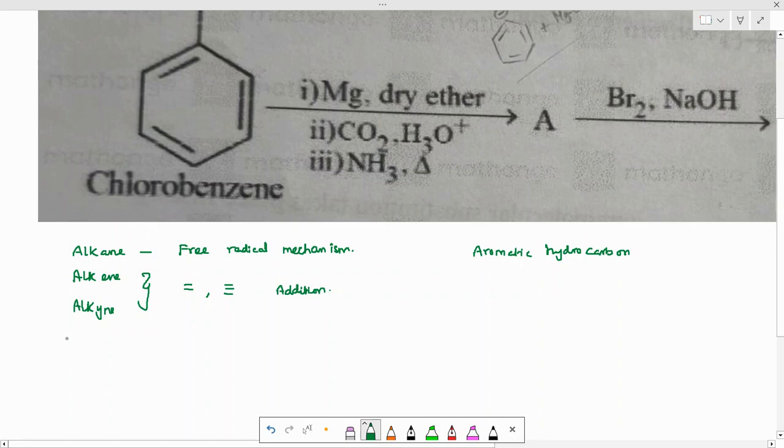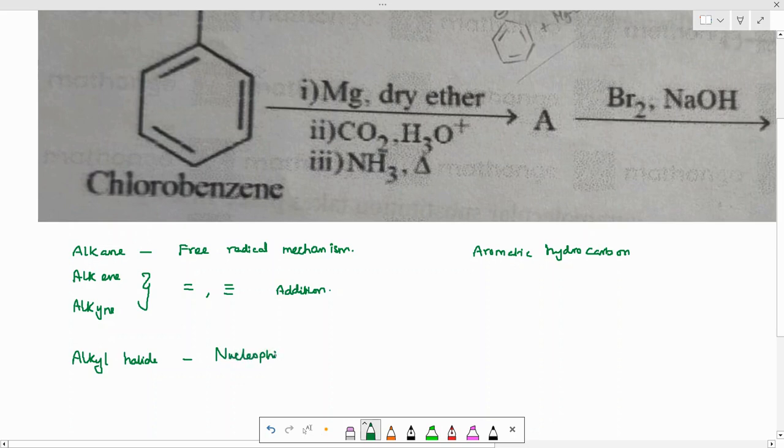The next lesson is haloalkane and haloarenes, right? So we are going to deal with alkyl halide. Alkyl halide means the halogen which is attached to the alkyl group. The alkyl group may be primary, secondary, tertiary, allyl, benzyl, like that. So when you are having alkyl halide, there will be two kinds of mechanism. One will be nucleophilic substitution.